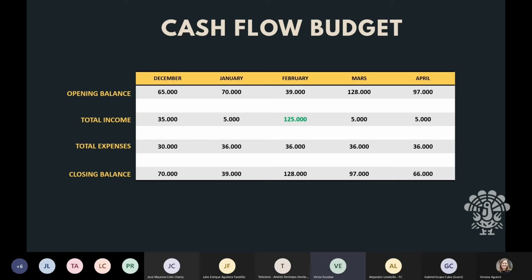So it's important to have a cash flow budget. If you do it, congrats. If you are not doing that, it's pretty easy. You just need to check your incomes, expenses, and check how much money you have at the beginning and at the end of the month. That will help a lot.